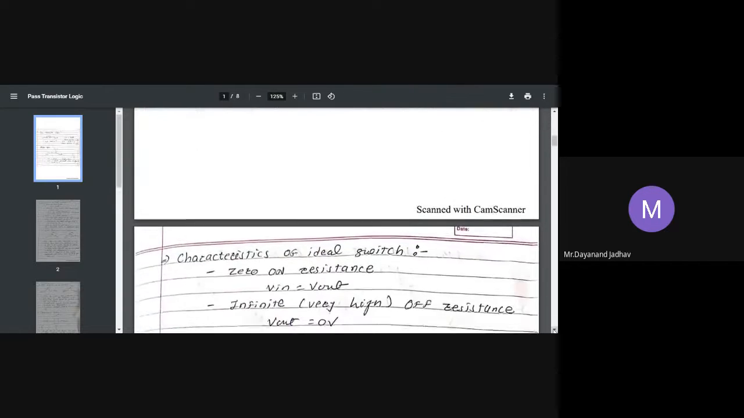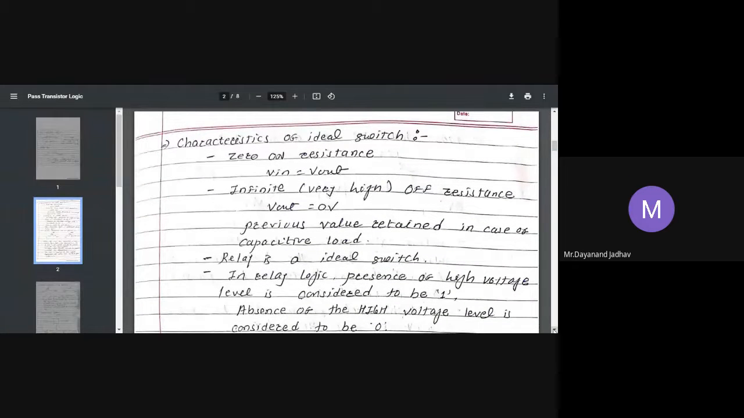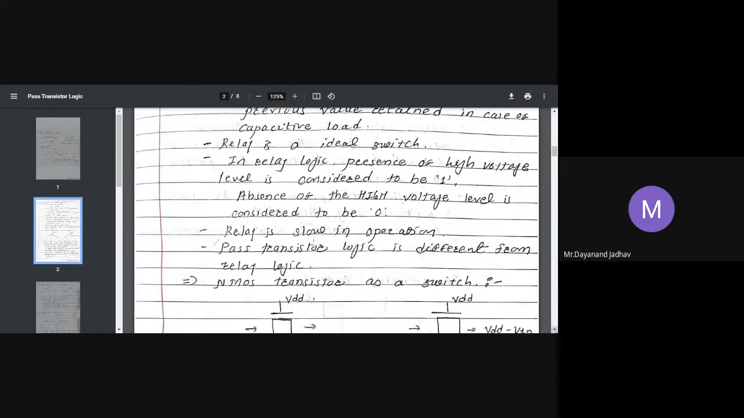See here the different points when we consider the characteristics of the ideal switch. 0 on resistance means when the relay is on, there is no resistance, so V in is equal to V out. Infinite resistance means very high resistance of the off transistor, so V out is equal to 0. The previous value is retained in the case of a capacitance load. A relay is an ideal switch.